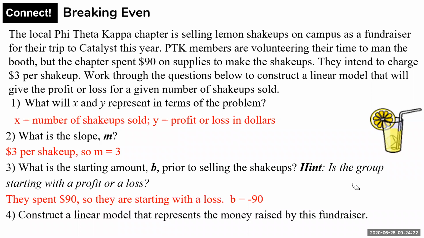Now we want to put these together to construct a linear model. So we just plug in 3x for mx, and then our b will be minus 90. So that is our linear model: y = 3x - 90. Is that okay? All right.